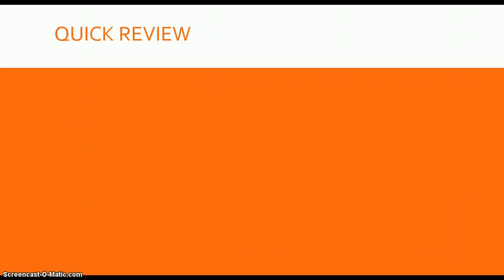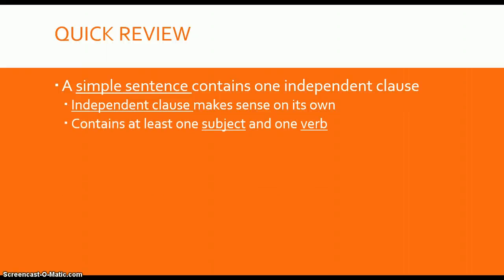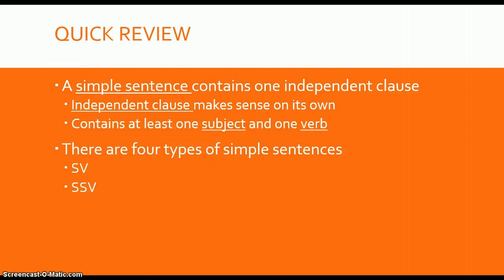Let's just quickly review. A simple sentence contains at least one independent clause. An independent clause makes sense on its own. It contains at least one subject and one verb. And we talked about how there are 4 types of simple sentences: SV, SSV, SVV, and SSVV.